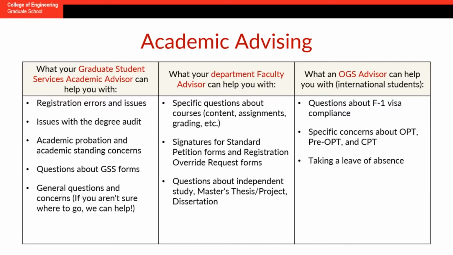You also have a department faculty advisor who can assist with more specific program questions. Your faculty advisor is a professor in your department who can answer specific questions you may have about courses and your degree program. Your faculty advisor is an excellent resource, and it's important to get to know who they are. On the Graduate Student Services website, you'll find a link to the program contacts page, which will list all of the advisors and their contact information.